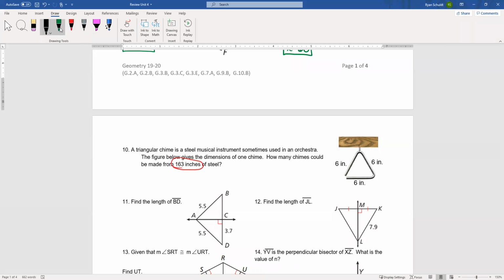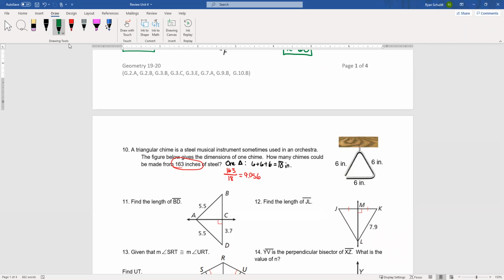Well, how much can we make for one triangle? So one triangle. 6 plus 6 plus 6 gives us 18 inches. We've got 163 total though. So you can say 163 divided by 18. And that gets you about 9.056. Now, if you wanted this musical instrument, would you be willing to purchase 0.056 of a triangle?